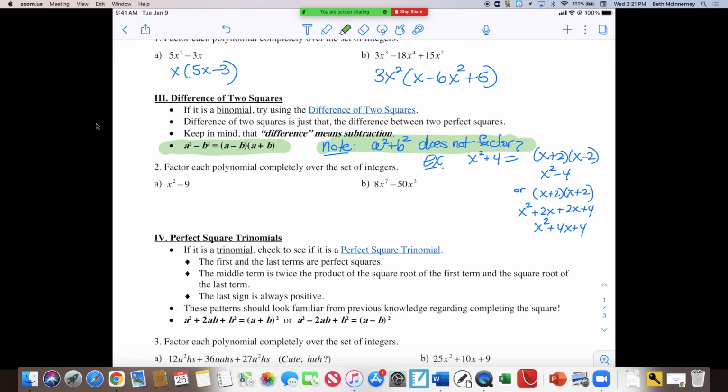So let's look at number 2. It says factor each polynomial completely over the set of integers. So in letter A, I have x squared minus 9. So this is going to factor into x plus 3, x minus 3. Check your work when you factor. It works. I get x squared minus 9. The outer and inner cancel.